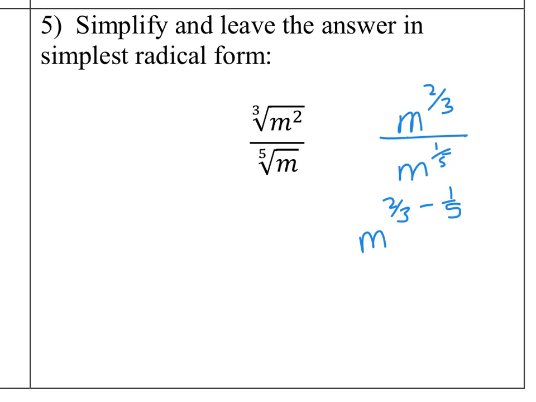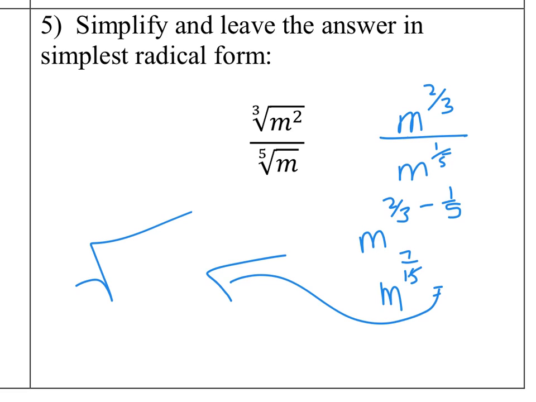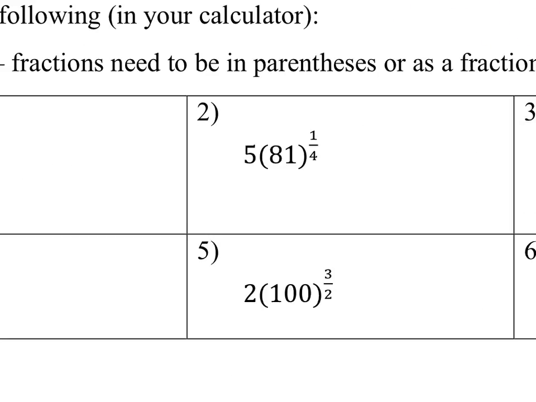Not sure if I did that when I did this, so hold on a sec. Yeah, I'm good. So it's m to the 7/15. If we want to write this as one radical, the 7 goes on the inside, the 15 is the root. In, out. And that's it.